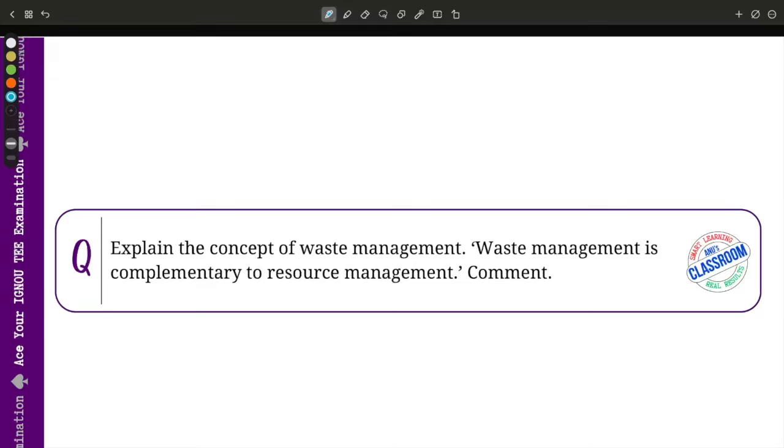Now, let us look at the statement. Waste management is complementary to resource management. What does this statement mean? Waste management and resource management may have slightly different focuses, but ultimately both aim for optimal use of resources. Waste management seeks to reduce waste and make sure resources are not lost unnecessarily. For example, think of recycling scrap metal. It ensures that raw materials are available for production rather than being discarded. Resource management, on the other hand, focuses on maximizing the efficiency of resources to meet production or service needs. So, together, resource management and waste management form a cycle of sustainability.